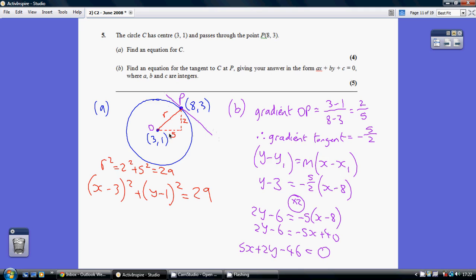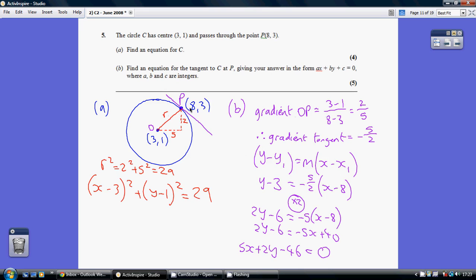So what you've got to remember from your circle theory rules is that the angle between a tangent and a radius is 90 degrees. So if you can work out the gradient of OP, then just by flipping that gradient over and changing the sign, you've got the gradient of the tangent.